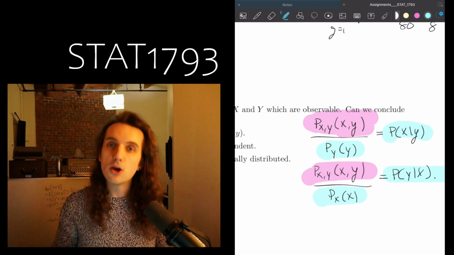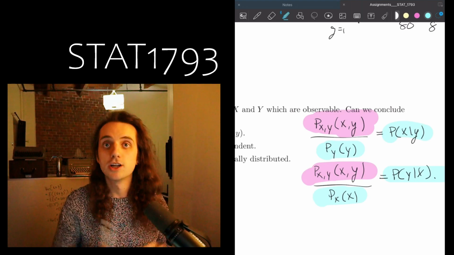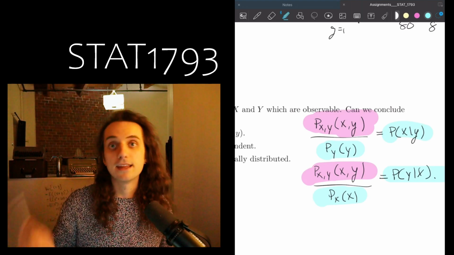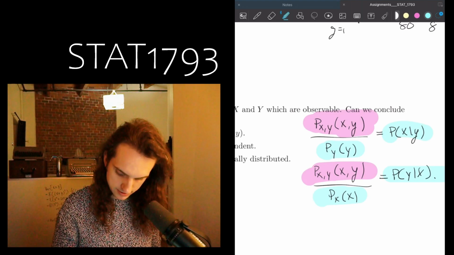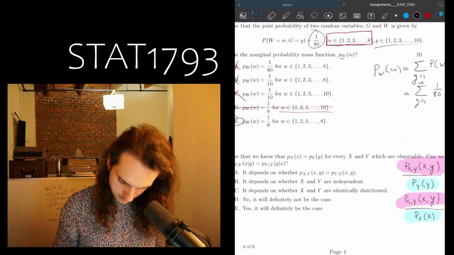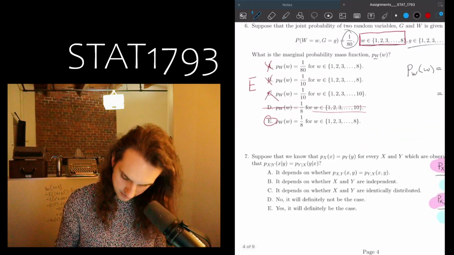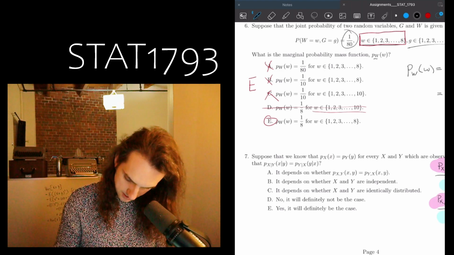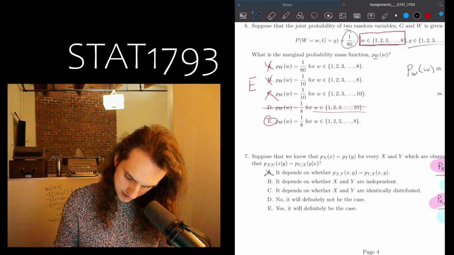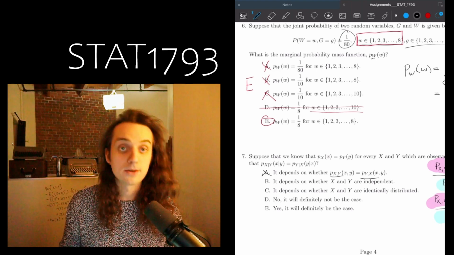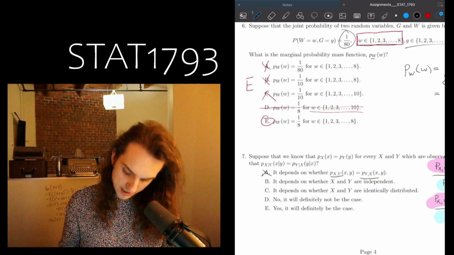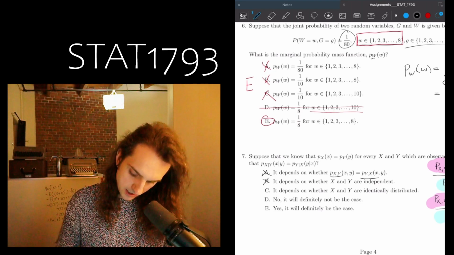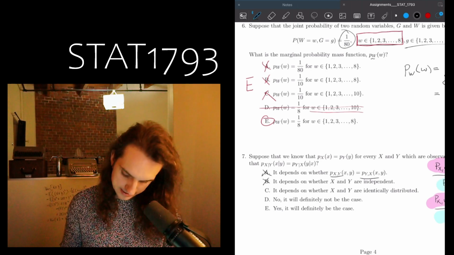So in this case, we know that if the marginals are going to match across the whole distribution, then the conditionals also have to match across the whole distribution. And so we can come here and say, depends on whether this, well, this is always true, right? So this was never going to be the correct answer because x and y is always equal to y and x. Depends on whether x and y are independent. It does not. Independence doesn't play into this at all.